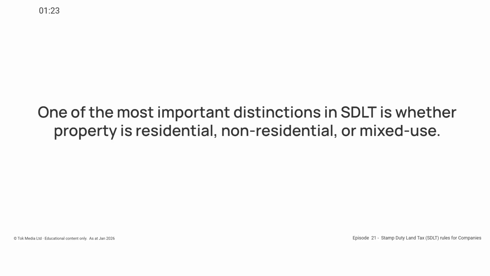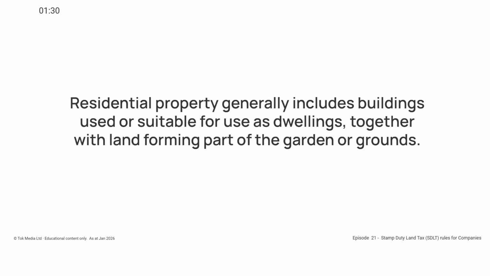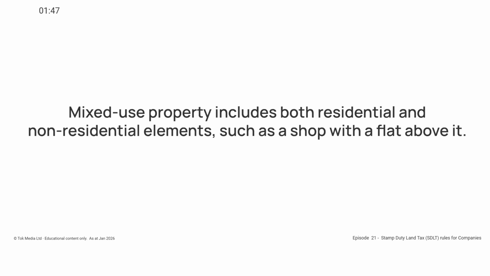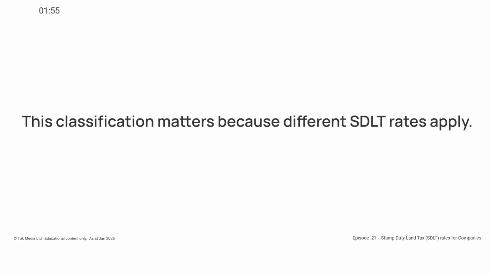One of the most important distinctions in SDLT is whether property is residential, non-residential, or mixed use. Residential property generally includes buildings used or suitable for use as dwellings, together with land forming part of the garden or grounds. Non-residential property includes commercial buildings, agricultural land, offices, shops, and industrial property. Mixed-use property includes both residential and non-residential elements, such as a shop with a flat above it. This classification matters because different SDLT rates apply.